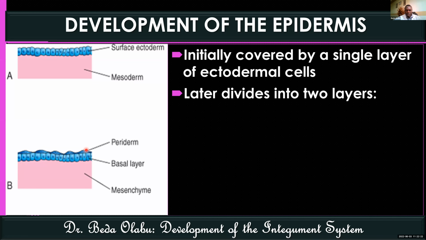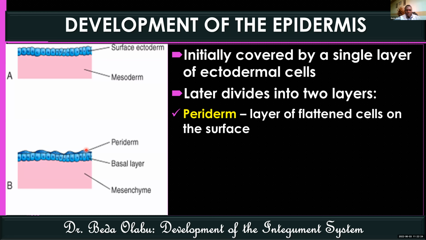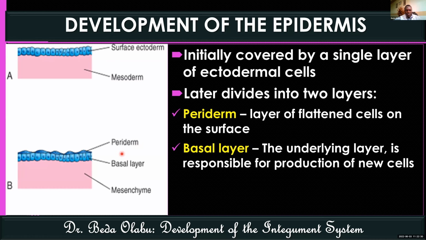An upper layer of squamous cells, which we call the periderm, and a lower layer of cuboidal columnar cells, which we call the basal layer. The basal layer functions as the region of cell division, the region where stem cells come from. So new cells come from the basal layer.